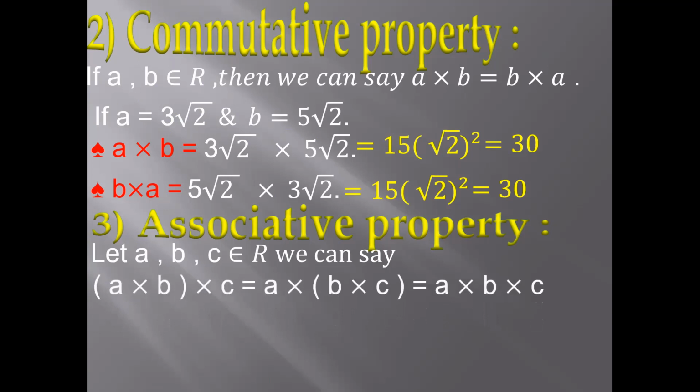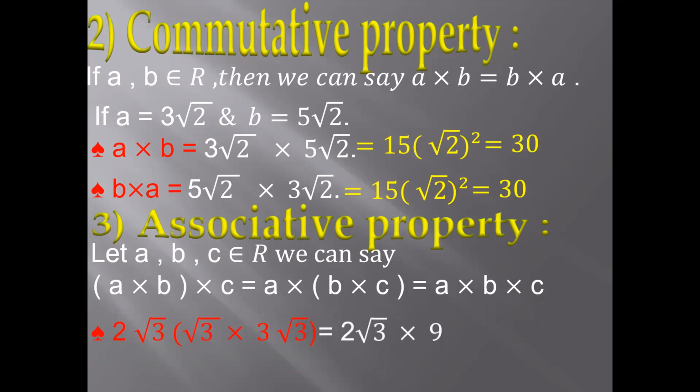A times B times C. I take A times B in brackets, equal to A times B times C. I take B times C in brackets, they are the same, equal to A times B times C. Here, for example, 2, 2, 3, and make root 3 times root 3 in brackets.